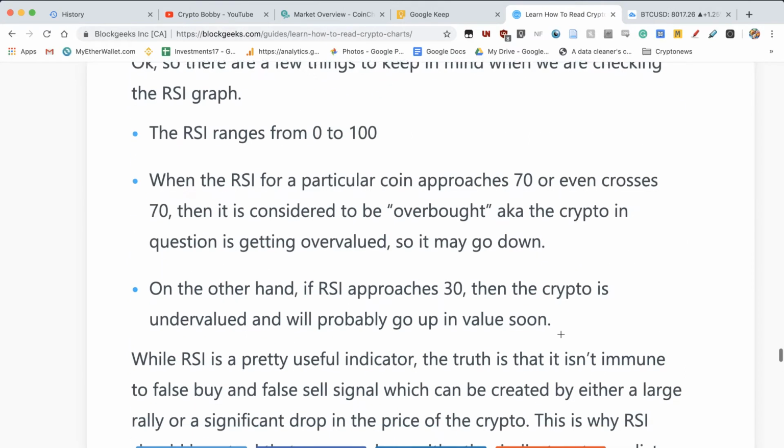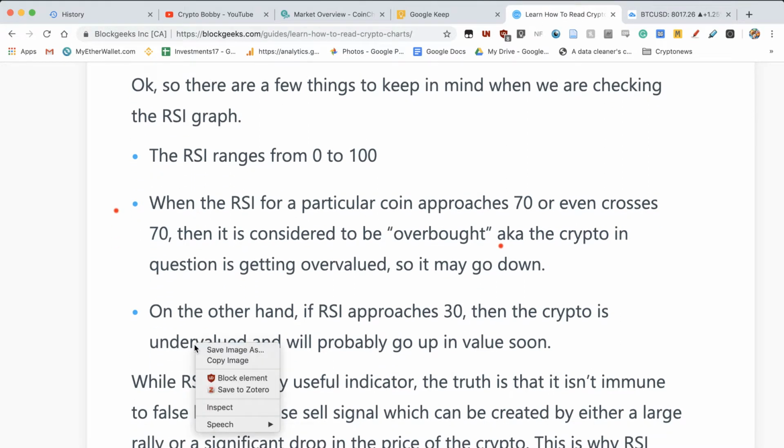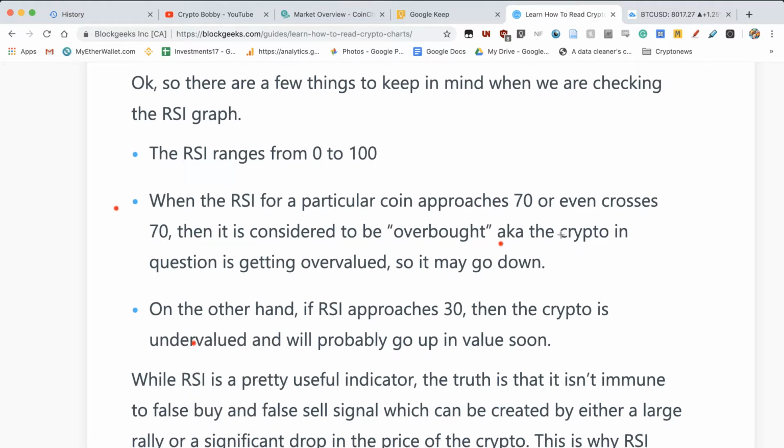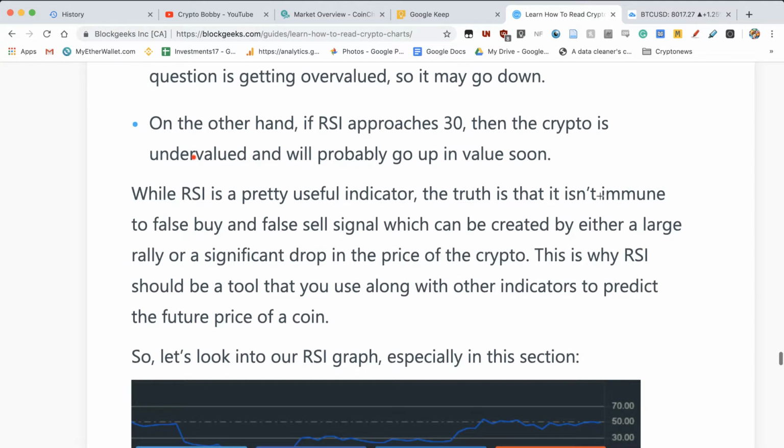So back here, it ranges from 0 to 100, and as I mentioned before, when RSI for a particular coin approaches 70 or even crosses 70, then it is considered to be overbought, so also known as the crypto in question is getting overvalued. On the other hand, if RSI approaches 30, then the crypto is undervalued and oversold.